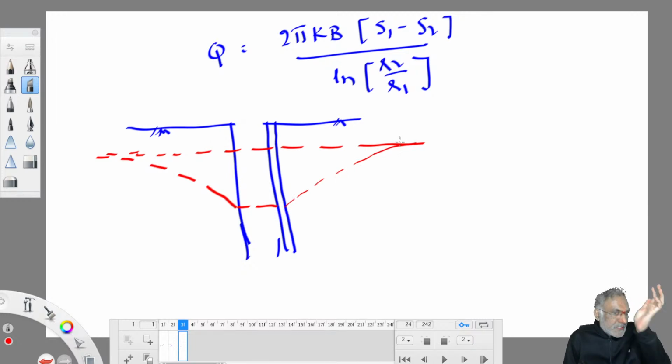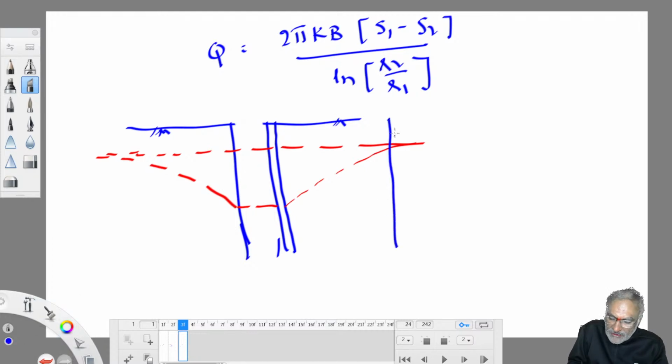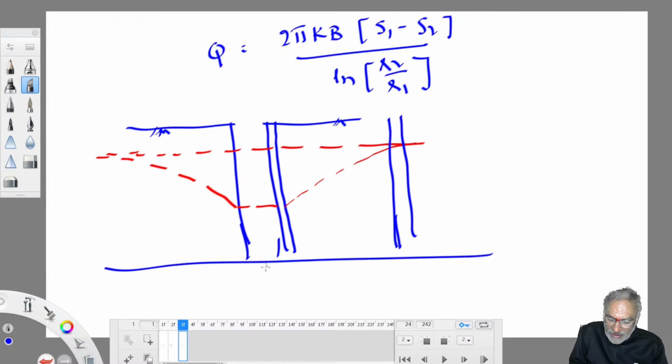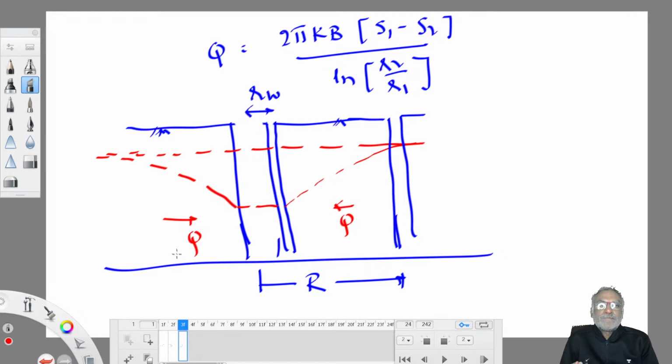So we take one test well at the face of the well, and one more test well at the radius of influence. Two test wells are taken. One test well is at a distance R, another test well is at a distance RW, the radius of the well. We apply this equation between these two test wells to find out the yield from the well. This Q is coming from either direction. Yield will be the same wherever you take the wells between capital R and RW.